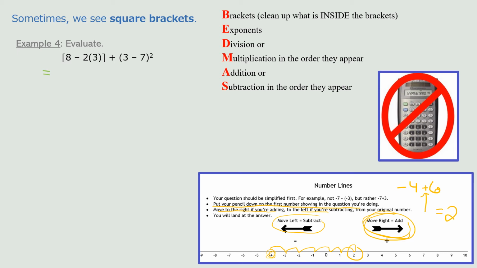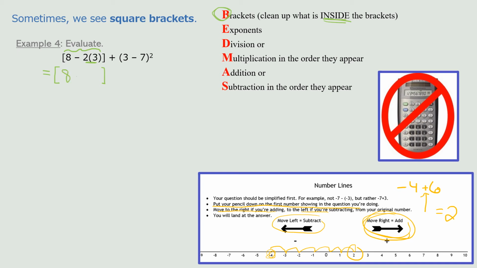I'm at the top of the order of operations, B, brackets. Now I have to clean up what's inside the brackets, but I have to start with the order of operations within the brackets. So when I look at this first piece here, it's got its own little order of operations. So I've got my square bracket, but what am I going to do first in the square bracket? 8 minus 2, or 2 times 3? Hopefully you all said 2 times 3.